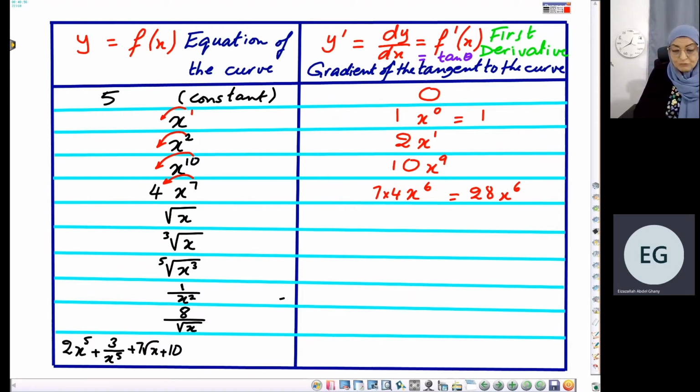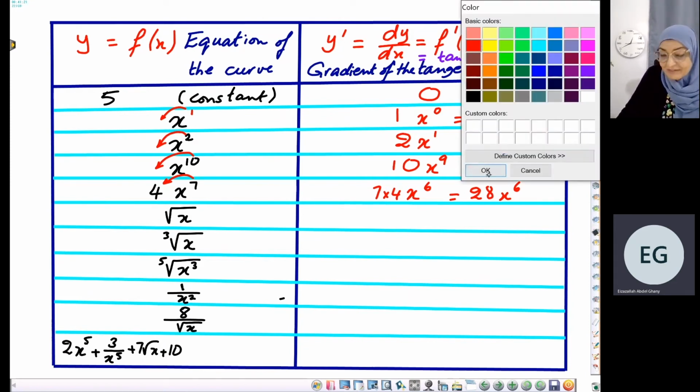And now, what about square root? What about cubic root? What about denominators? How can we deal with them? We don't deal with denominators, we don't deal with roots. How shall we do it? I'll tell you.